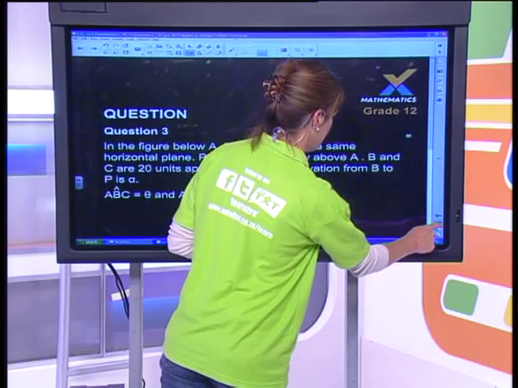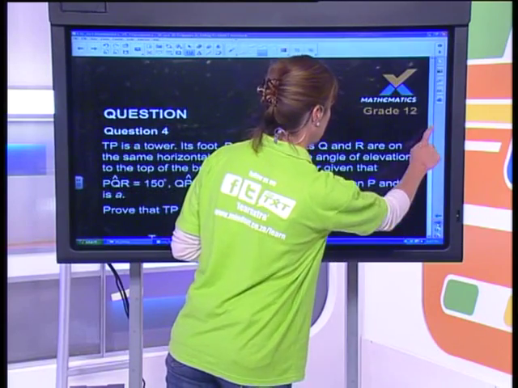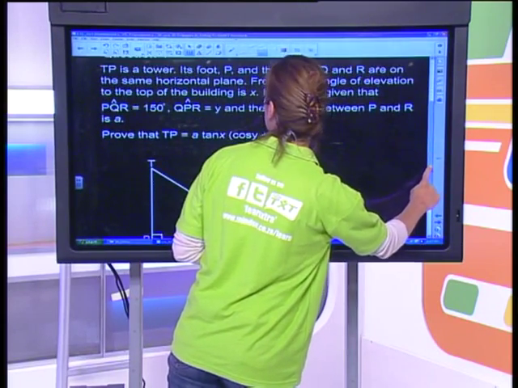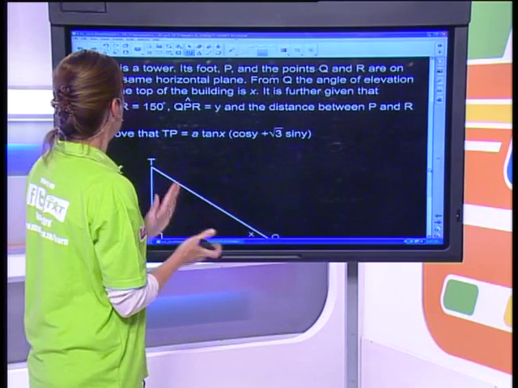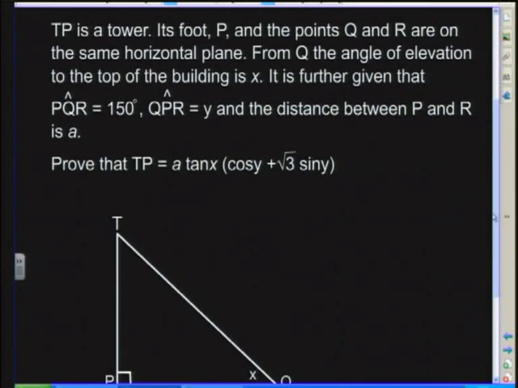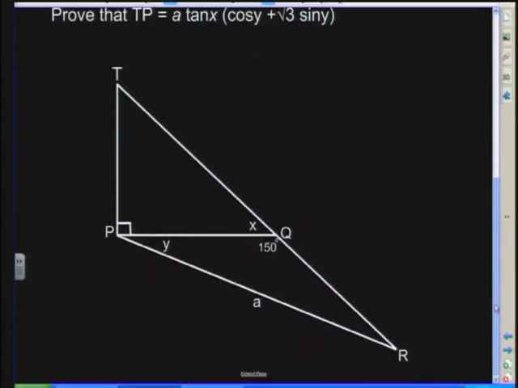Okay, let's have a look at an example which hopefully is going to include a little bit of compound formulas. Once again, let's look at our diagram. They've given us a diagram and told us that TP is a vertical line, and that PQR is in the same horizontal plane. They've given us that that's angle Y. I've got a length of A, I've got an angle of X, and I've got an angle of 150.